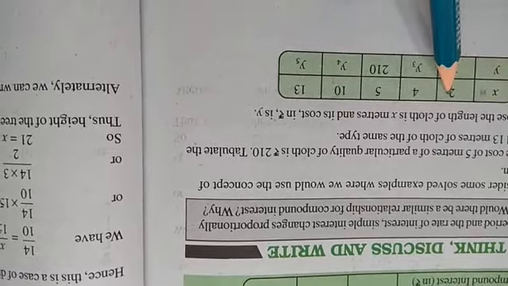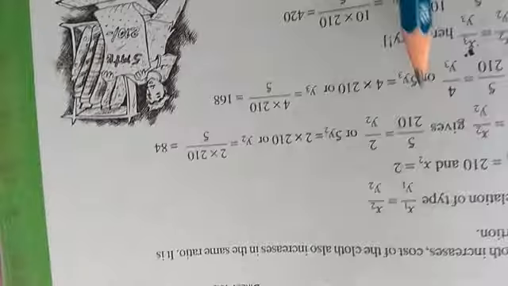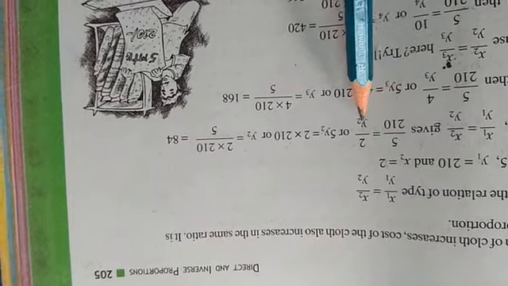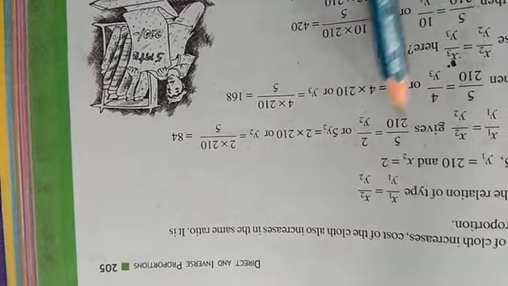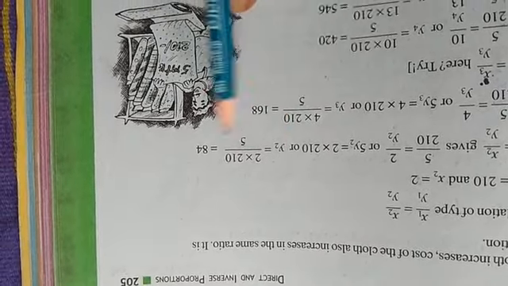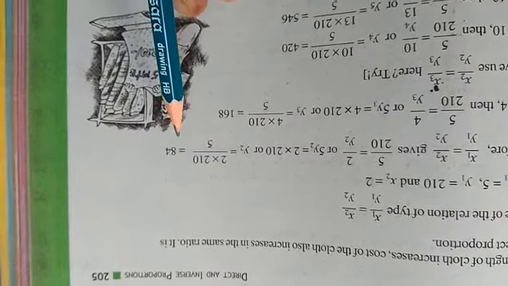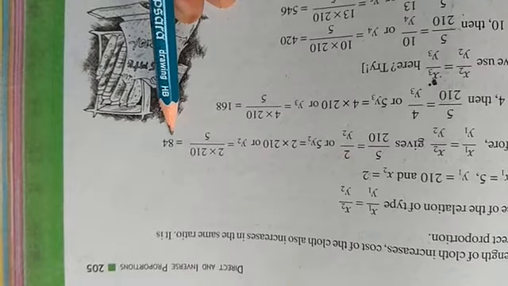First we consider 2 by y2 equal to 5 by 210. So this is the relation, 5 by 210 equal to 2 by y2. So this is the linear equation. By cross multiplication, 5y2 equal to 2 into 210, or y2 equal to 2 into 210 by 5 equal to 84. So cost of 2 meter cloth is rupees 84.